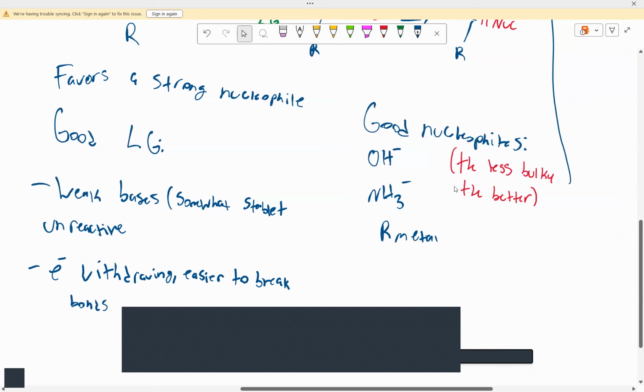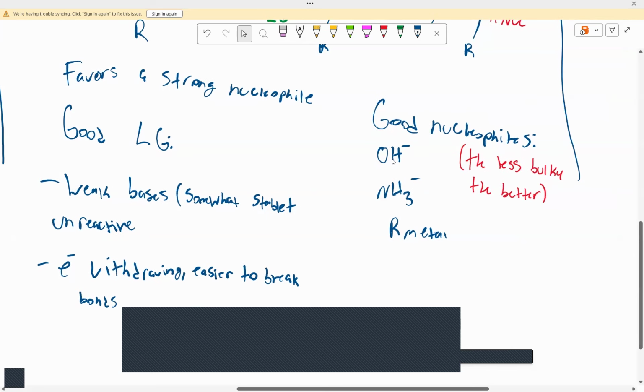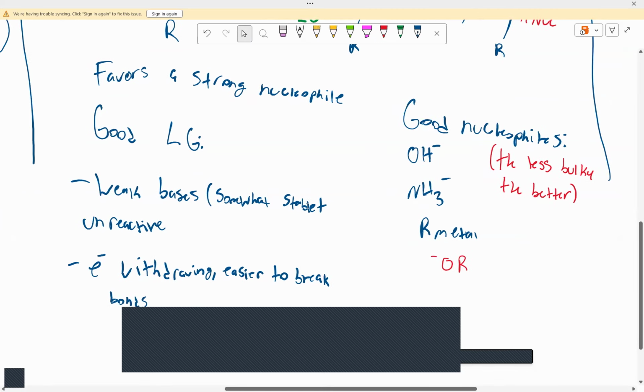So OH minus, and also negatively charged too, just because that means it has a lot of force. It's highly reactive. It wants that partially positive carbon as much as possible. So you have OH minus, your amines, your R group with some metal. You could also have some O minus with some R group as well, maybe forming an ester, you never know.